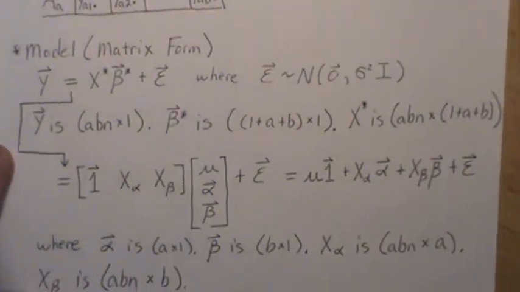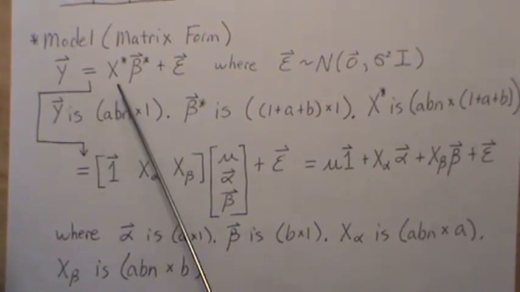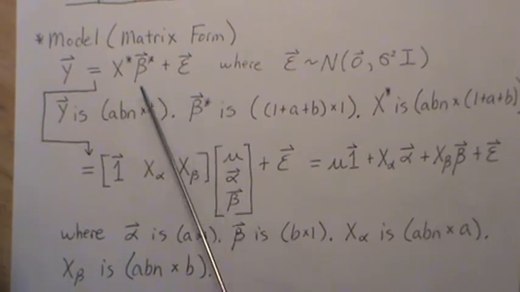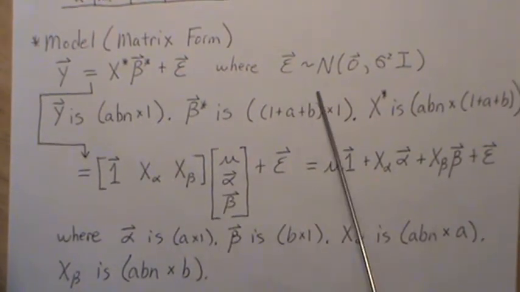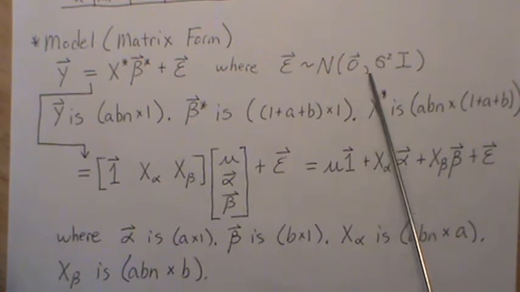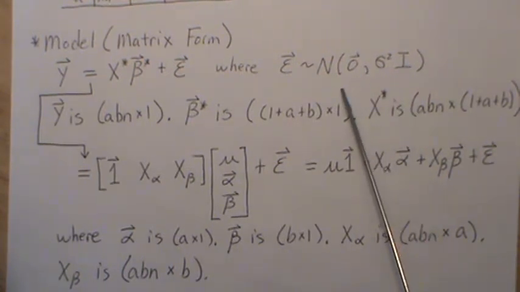Now, the model in matrix form is this: y equals X beta plus epsilon. So it is a linear model. The error term is multivariate normal, mean vector 0, variance-covariance matrix sigma squared I.